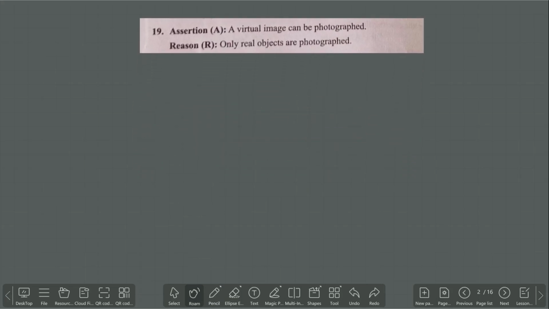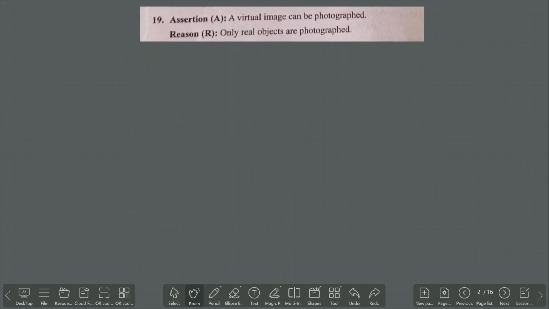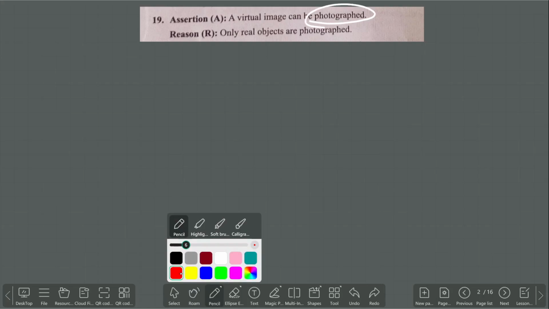So read the assertion. A virtual image can be photographed. Virtual image means, we all know, the point where the two reflected rays or refracted rays appear to meet. So we get a virtual image. They are saying that image can be photographed. Is it true or false? Think and then answer.